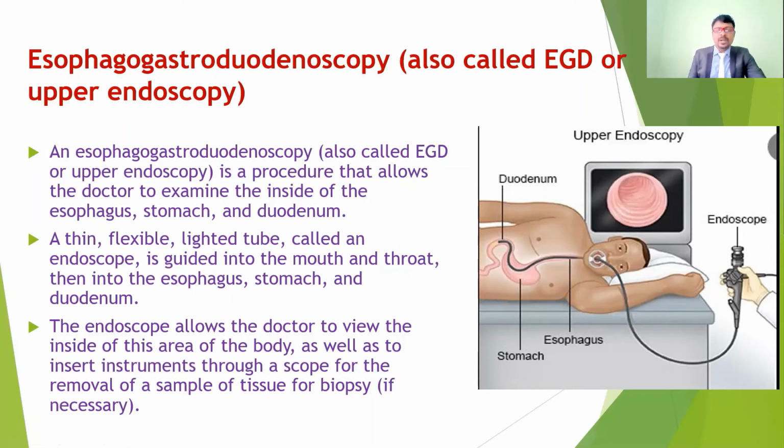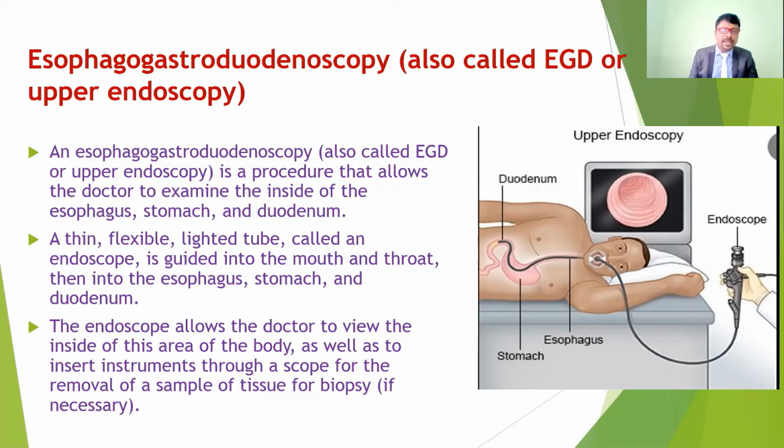So here a thin, flexible, lighted tube called an endoscope is guided into the mouth, throat, esophagus, stomach, and duodenum. Any obstructions or any abnormality in the stomach and also duodenum, we are going to identify through this upper endoscopy.